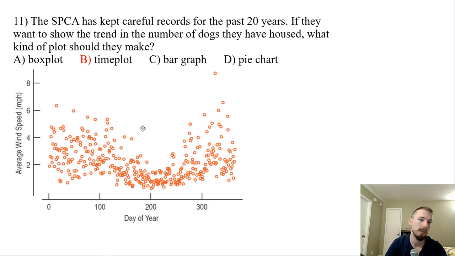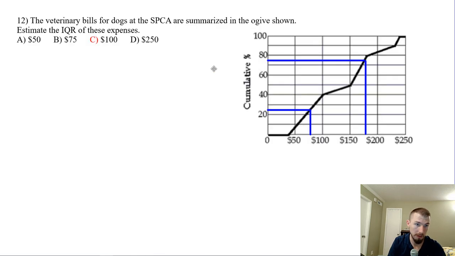The SPCA has kept careful records for the past 20 years. They want to show the trend in the number of dogs they've housed over time. So that's not what this is, but this is a time plot, by the way. As time goes on, the number of dogs that they house would be a time plot. We wouldn't use a box plot because, again, we're showing how it changes over time, so it's got to be a time plot. The others don't make any sense either.